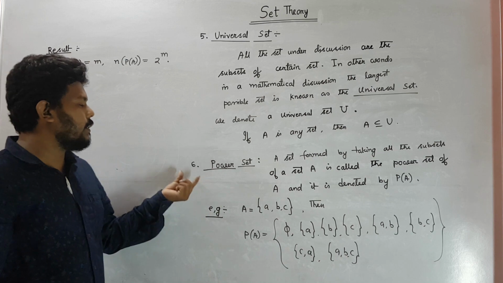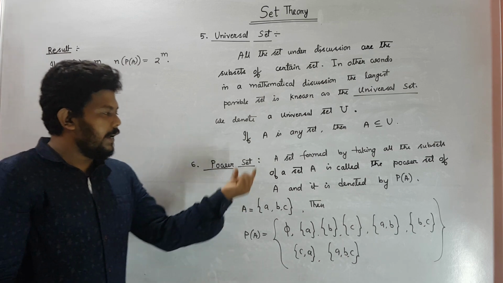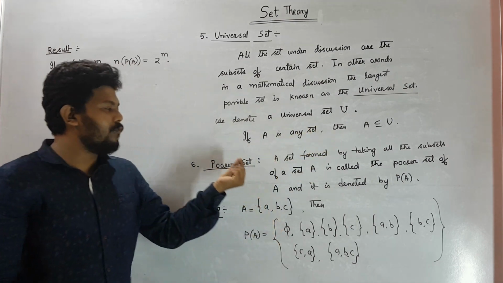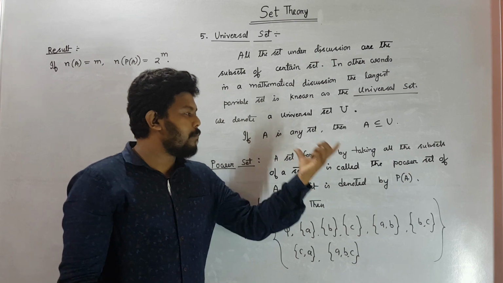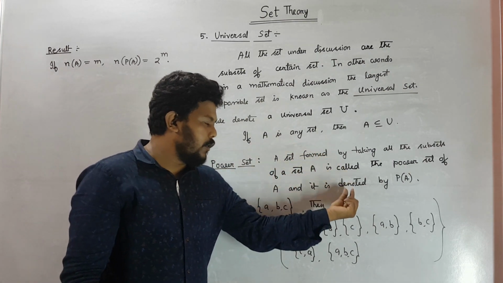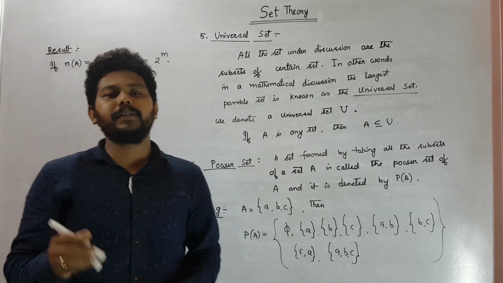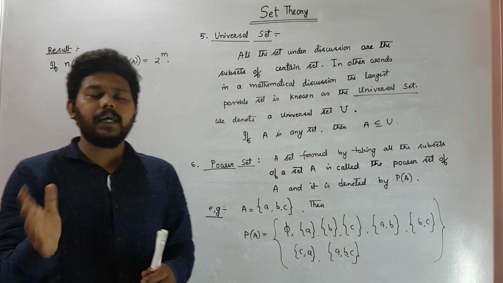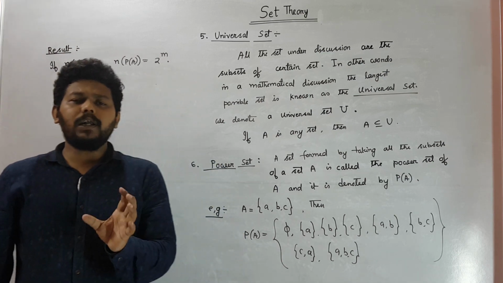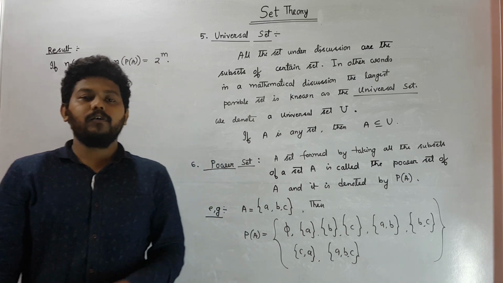Next, the sixth definition is the power set. What is a power set? A set formed by taking all the subsets of a set is called the power set of A, and it is denoted by P of A. P of A denotes the power set of A. Now, suppose a set is composed of two elements. Then the total number of subsets you can generate from this set is 4.